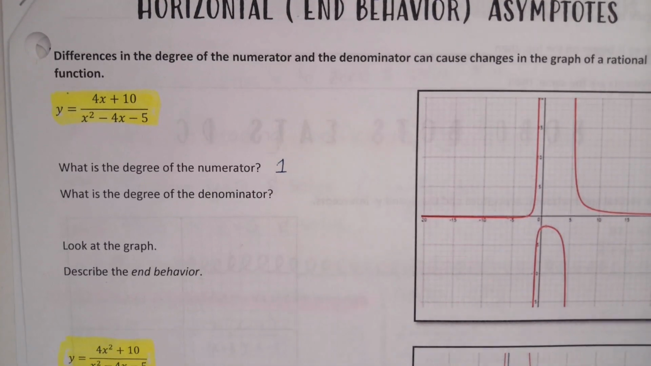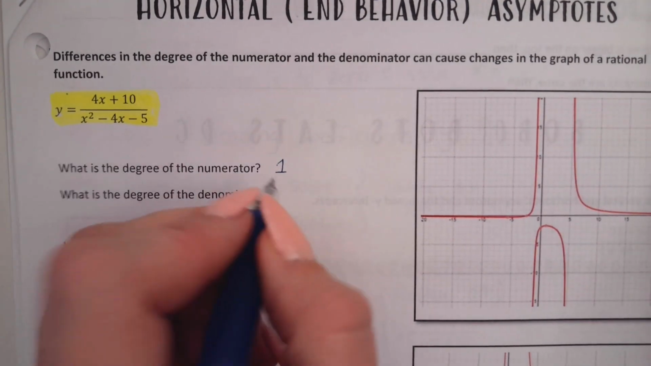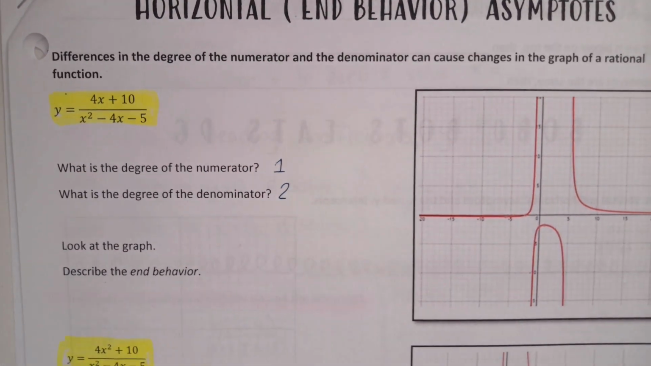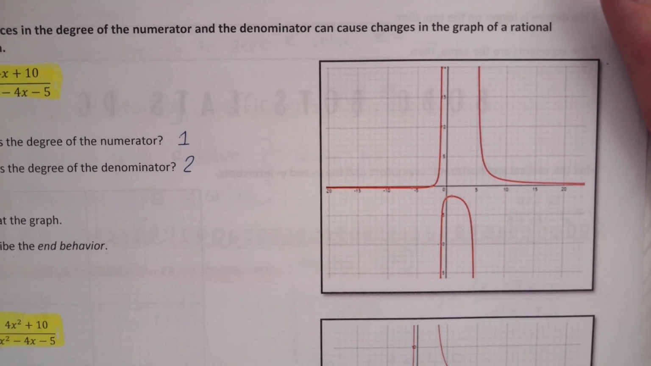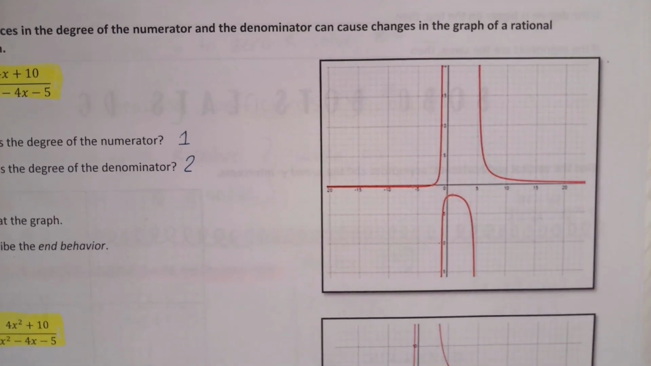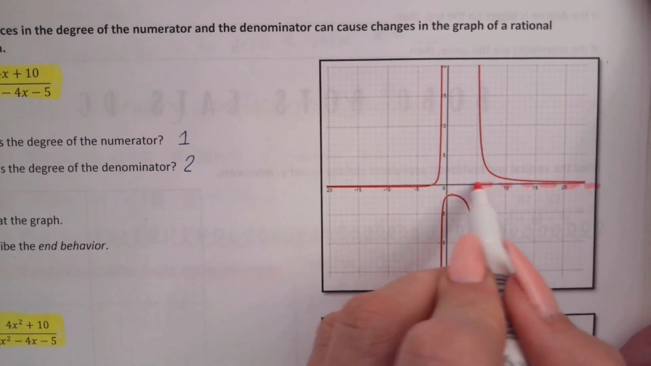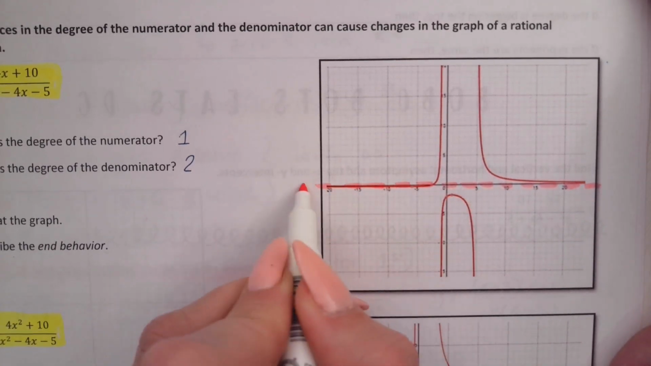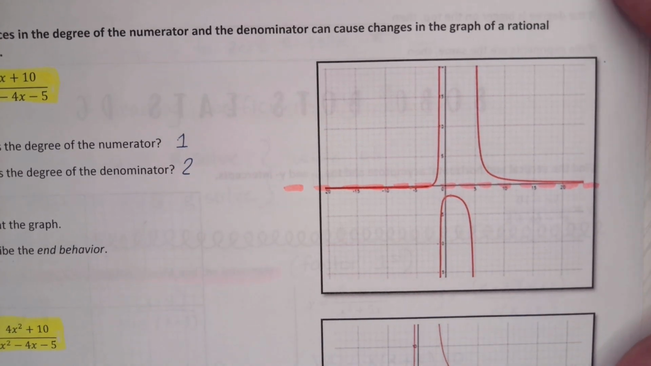What about on the denominator? 2. Good. Okay. So if we look at the graph, looking at where the ends are headed, the graph on this one actually has a horizontal asymptote here. That's where the two ends are headed. As it goes right, it's headed towards 0. As it goes left, it's headed towards 0.